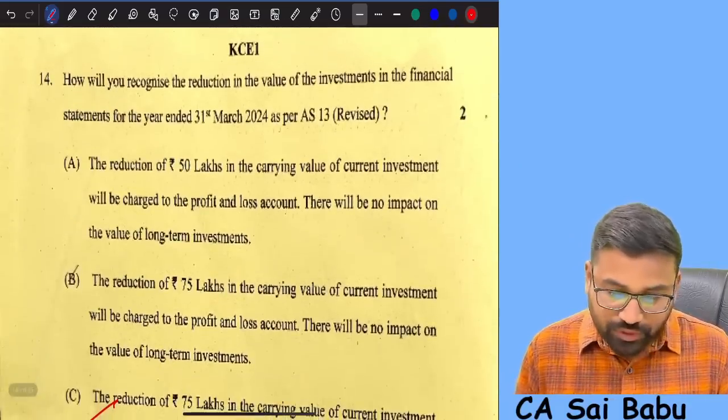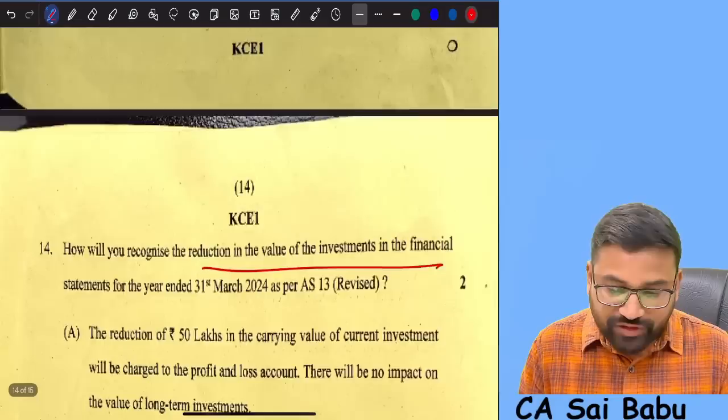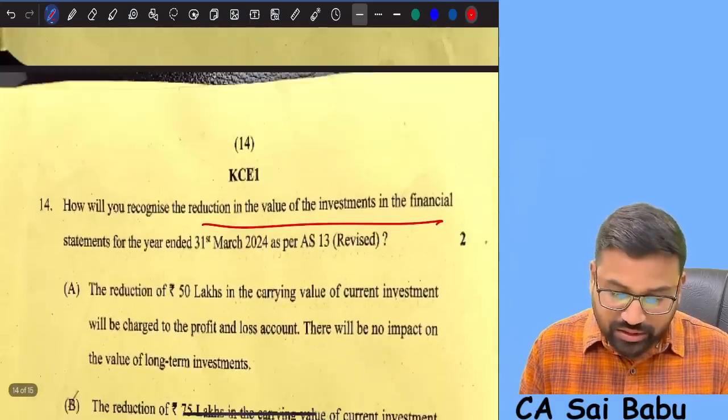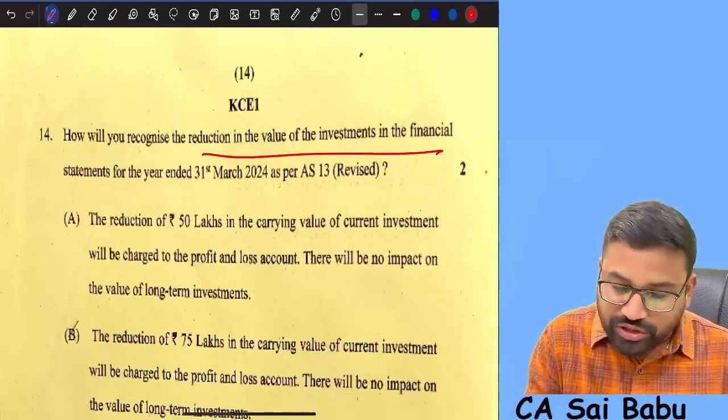Okay. Next, how will you recognize the reduction in the value of investment? See, in this question, very simple question, sir. They have given investments worth 200, sir.